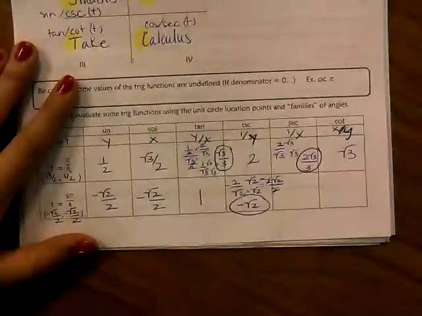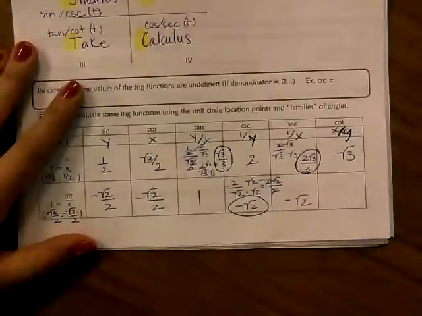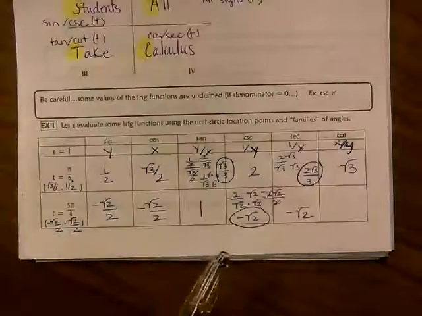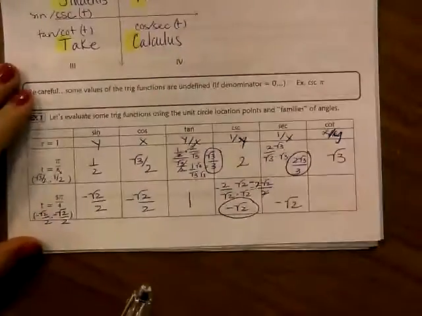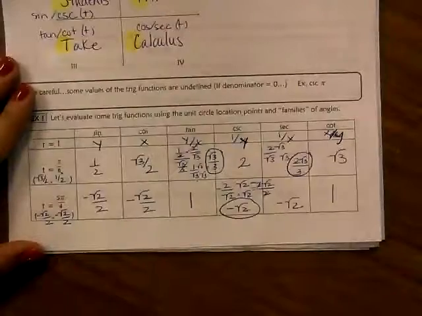What is secant? Same exact thing, so negative root 2. And if I take tangent and I find its reciprocal to find cotangent, what do you get? What's the reciprocal of 1? 1. Okay? Moving on.